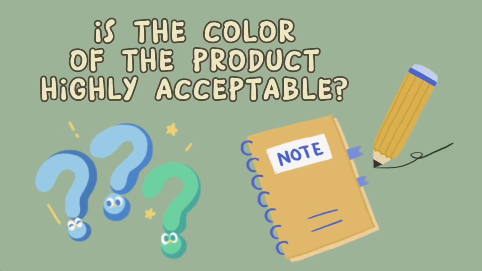Next, for the third indicator, we have the color. Is the color of the product highly acceptable? It is highly acceptable if the product's color is light green. Here is the product.